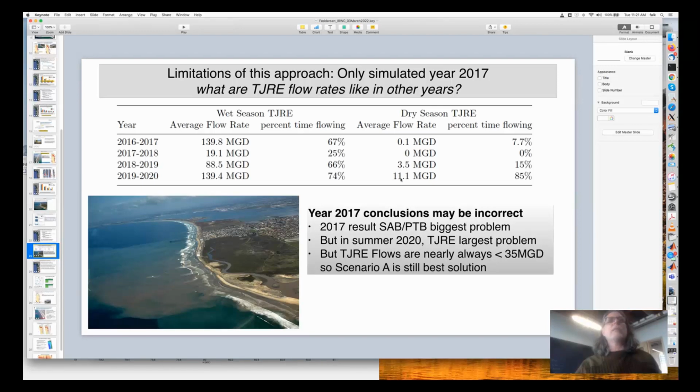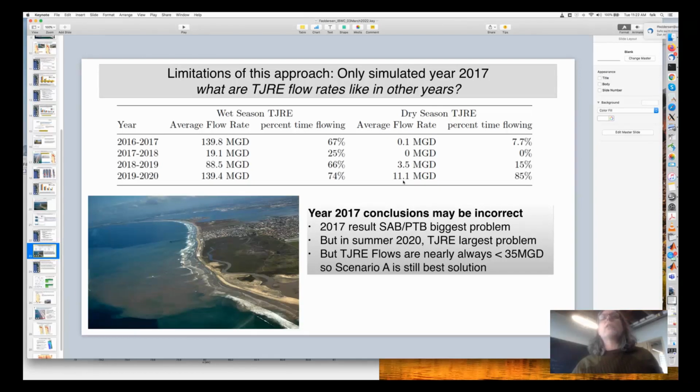And in other years, it's also pretty low. But in the summer of 2020, there was 11 million gallons a day constantly, essentially 85% of the time, flowing into the estuary. This is because the bypass system to the International Wastewater Treatment Plant was broken, and so raw sewage was constantly flowing in. If we had simulated this summer, almost certainly this 11 million gallons a day coming in right here at the mouth of the estuary would have dominated over the 35 million gallons a day coming from Punta Bandera.